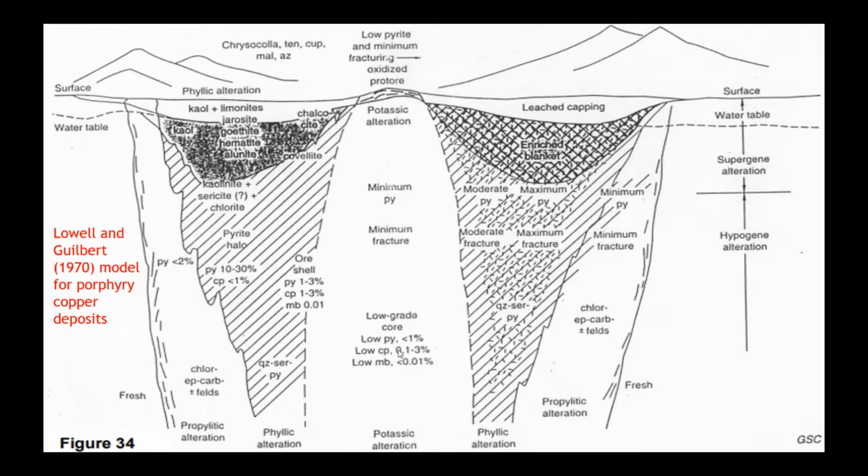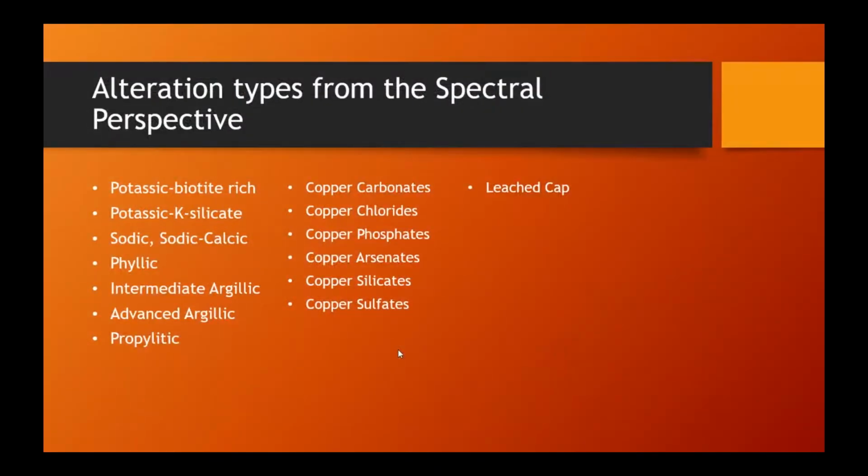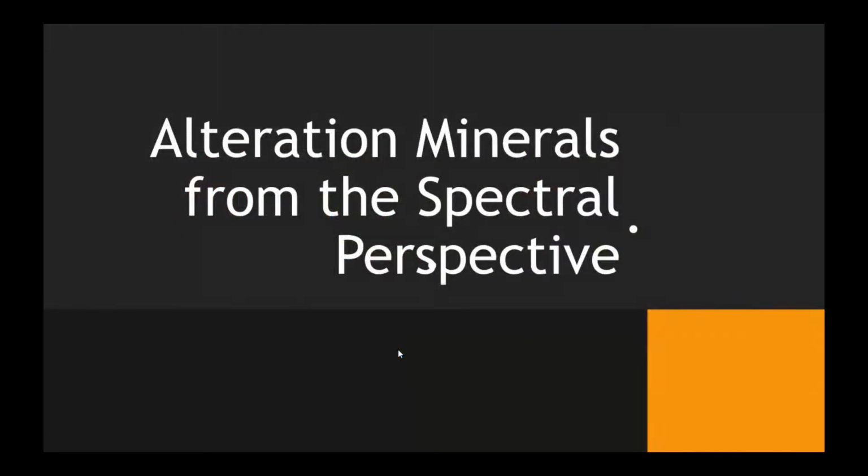So now that we have looked at this model and we're seeing where all of these different alterations occur and how they occur, we're going to move over and look at some alteration zones from the spectral perspective. So again, these are the alteration types that we will be looking at today: all of the alteration type zones, also the copper minerals that we'll see, and also the leached cap as well. All right.